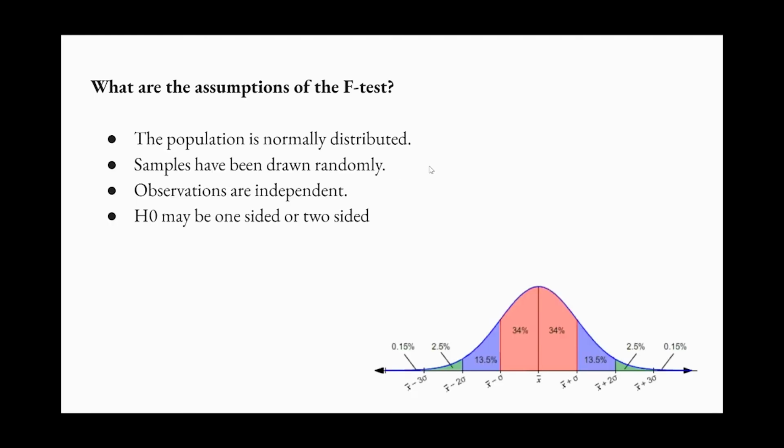The assumptions of the f-test are as follows. One, that the population is normally distributed. Second, samples have been drawn randomly. Third, observations are independent. Fourth, the null hypothesis may be one-sided or two-sided.